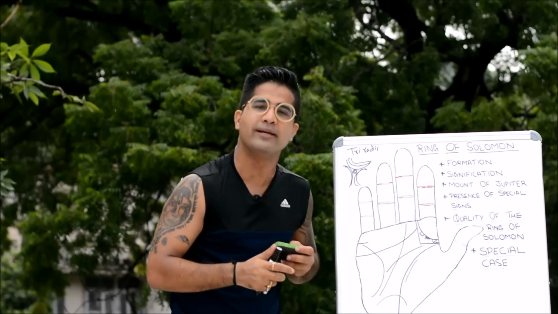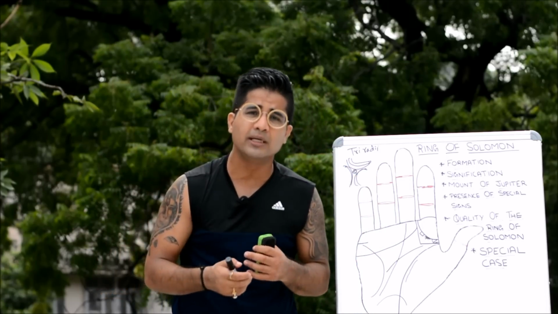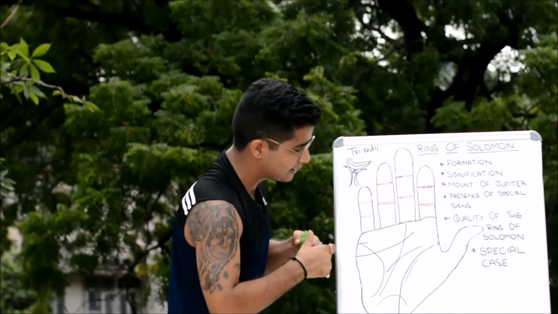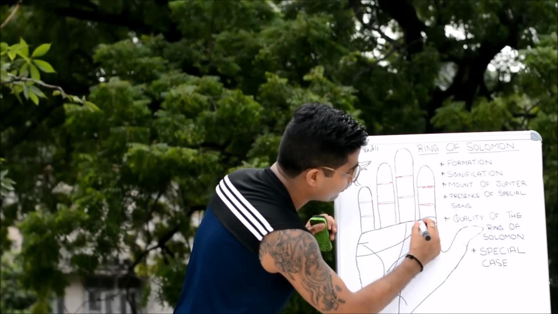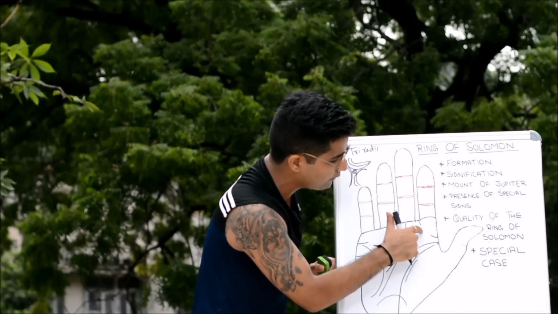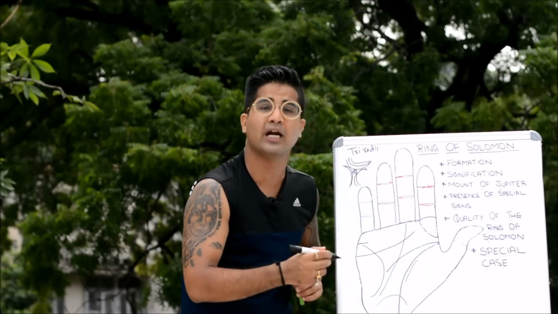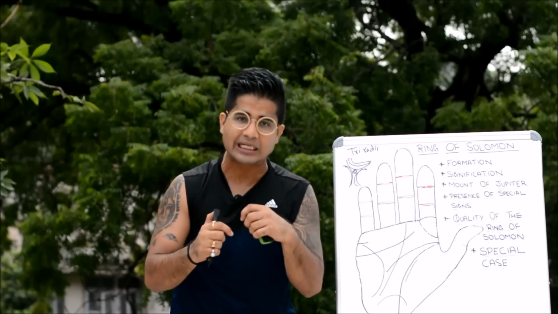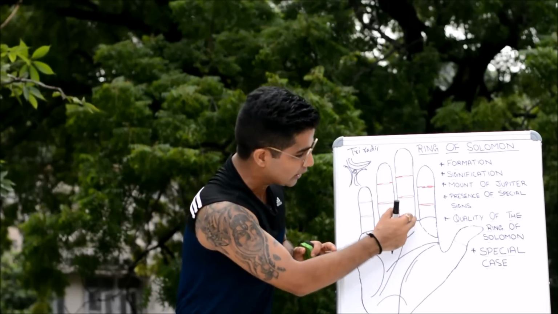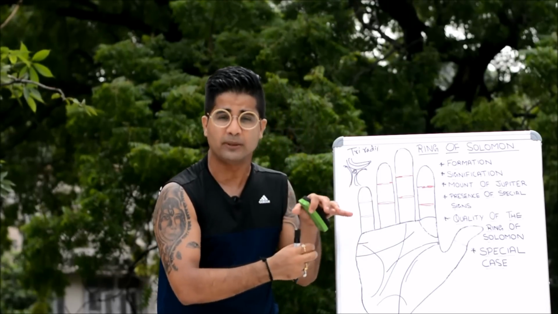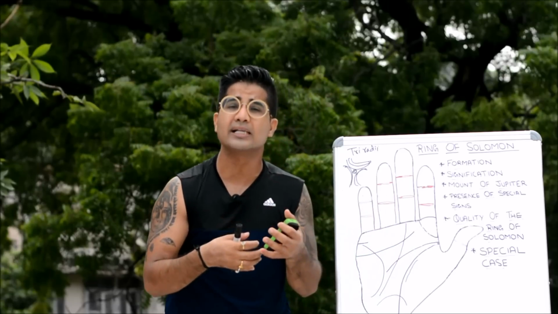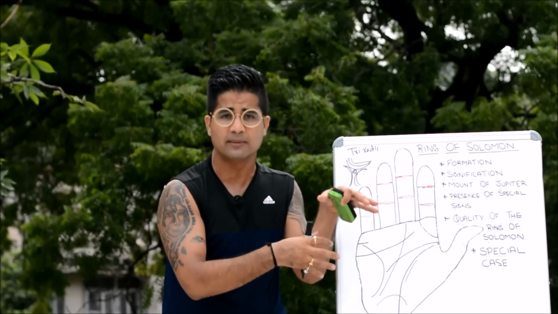Now comes the part of the quality of the ring of Solomon. It's very simple. If you find this to be in a kind of faint formation, this is just going to indicate that the potential is there in the person, but it is not fully developed. This is all we can look at, because deep and clear is considered the best kind of formation for any line to have. The same would be applied to the ring of Solomon as well. If it remains faint, then we can look at it from that perspective, that the wisdom is not completely developed in the person's personality.